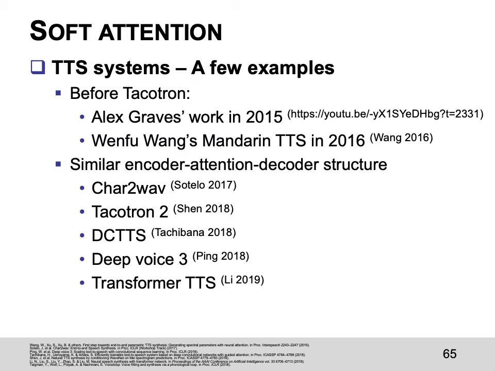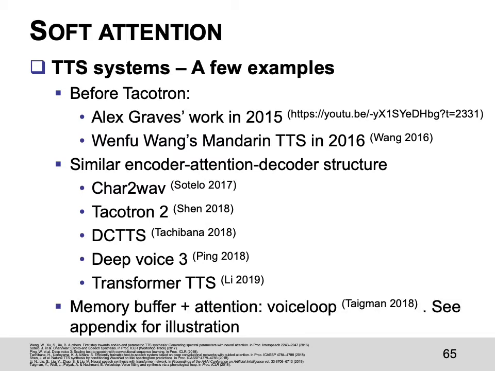Meanwhile, there are different types of system, for example, Char2Wav, Tacotron 2, DC-TTS, Deep Voice 3, and Transformer TTS. All these types of system are based on the attention mechanism. But here, I'd like to also mention one special system, the so-called VoiceLoop, which is also a sequence-to-sequence TTS, but actually uses a different type of alignment learning, the so-called memory buffer. If you are interested in this model, you can find the illustration in the appendix.